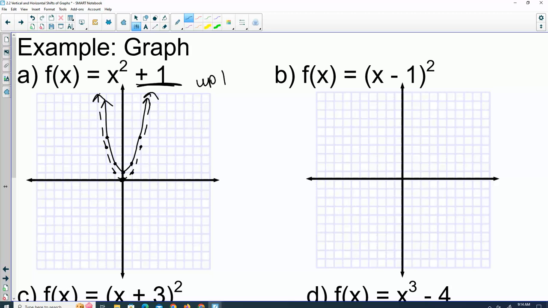B, parent function is still the quadratic, the x squared. So the same parent, 0, 0, 1, 1, 2, 4, negative 1, 1, negative 2, 4. Okay, this time my 1 is on the inside. Inside changes x and it does the opposite. So subtracting would move it right 1. Okay, so slide each of your points to the right 1.